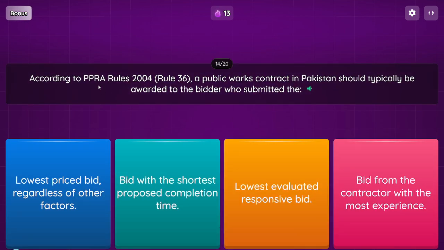Question: according to PPRA Rules 2004, Rule 36, a public works contract in Pakistan should typically be awarded to the bidder who submitted the Option 1, lowest priced bid, regardless of other factors. Option 2, bid with the shortest proposed completion time. Option 3, lowest evaluated responsive bid. Option 4, bid from the contractor with the most experience.